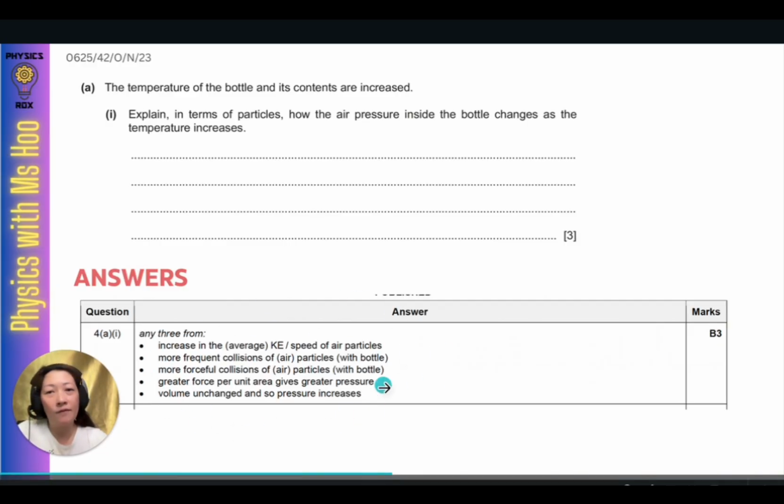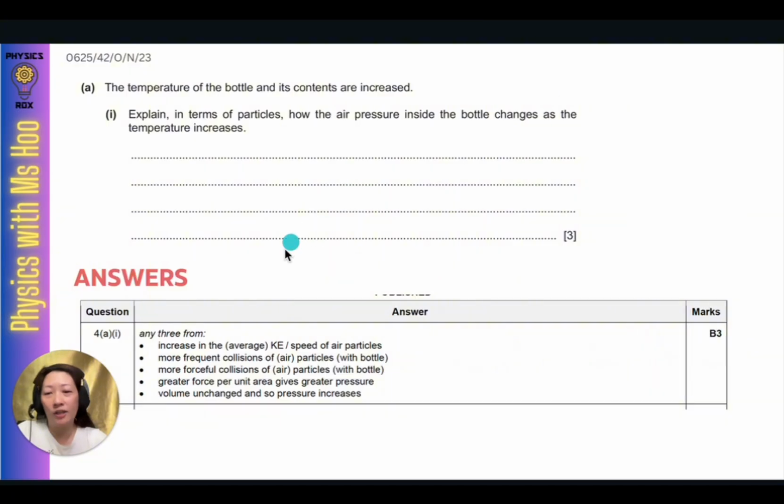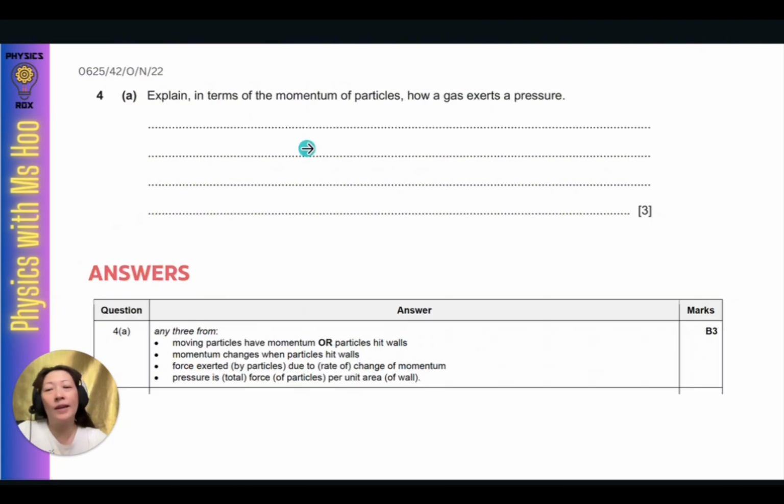So as you can see from the mark scheme here, there's a lot of explanation involving changes. For example, an increase, there's more, greater. This is because the question is asking for the change in air pressure when the temperature increases. Let's backtrack to the previous question. You can see that this question has nothing to do with changes. This is asking in general how the gas exerts pressure.